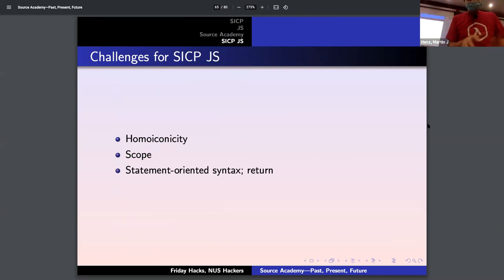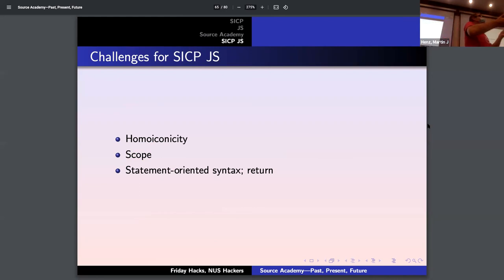I want to spend the last few minutes on the challenges that we faced translating the textbook from Scheme to JavaScript. So what were the technical issues here? The first one is homoiconicity.